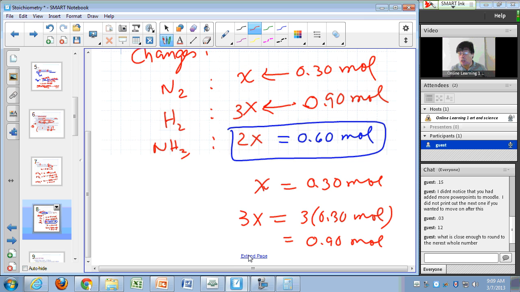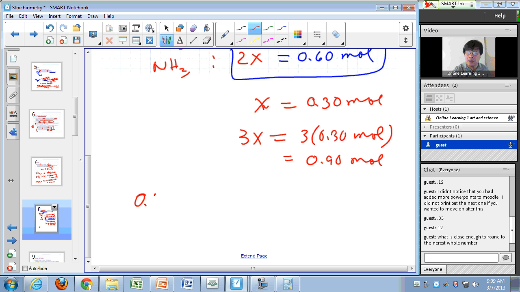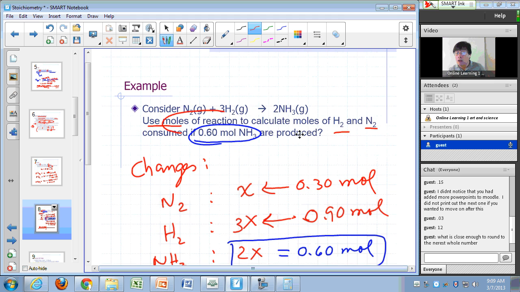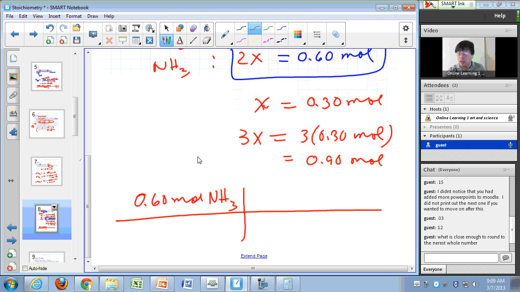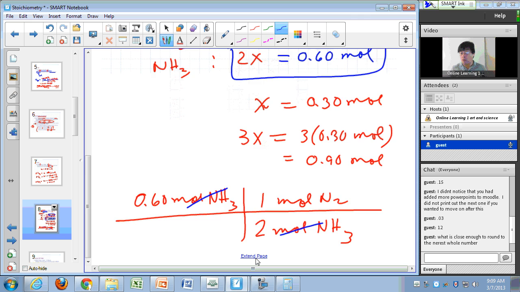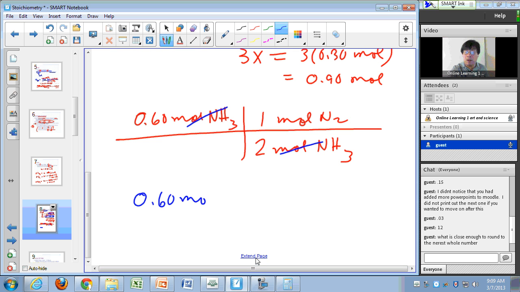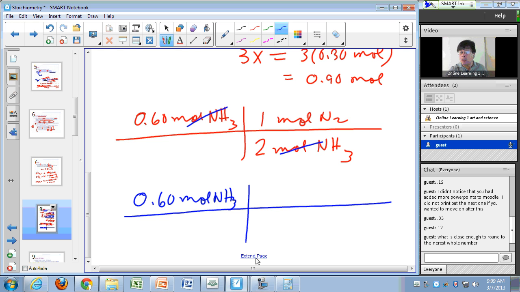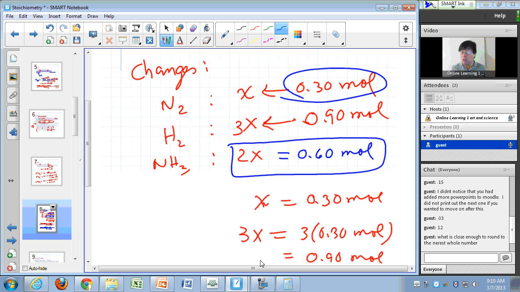Now, let's do this the traditional way. You would say, okay, 0.60 mole of NH3, and your coefficients are 2 for NH3, 1 for N2. So you say 2 moles NH3, 1 mole N2. You can see 0.6 divided by 2 is 0.3, and that's the same answer we got here for nitrogen. And if we do it for H2, you say 0.6 moles of NH3 times 3 moles H2 over 2 moles NH3. So 0.6 times 3 over 2 will give you 0.9 moles.